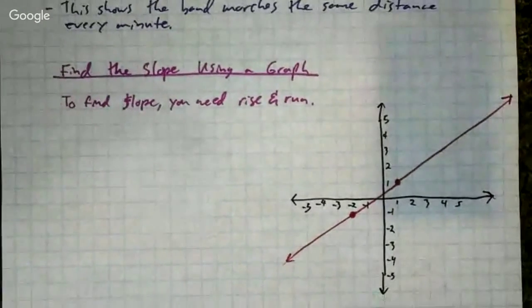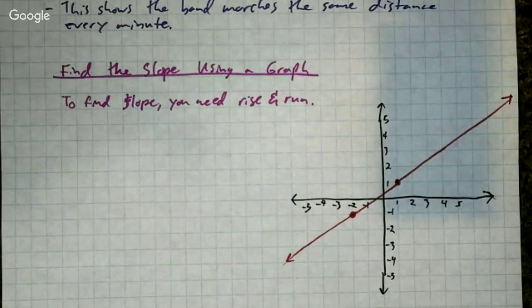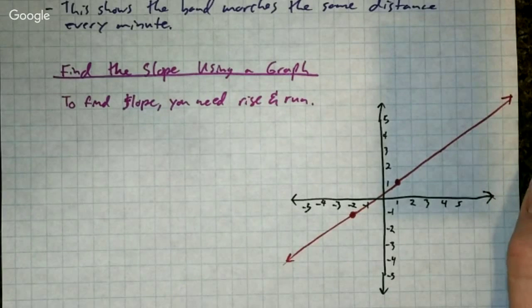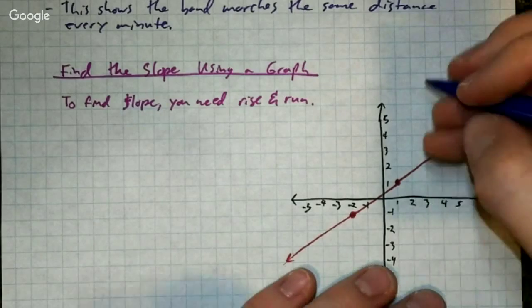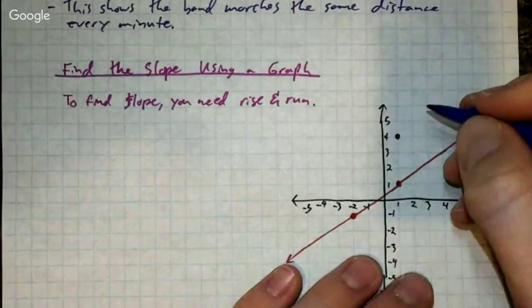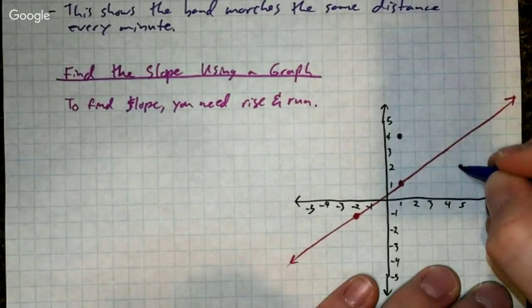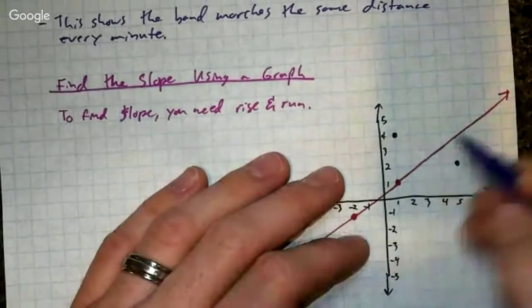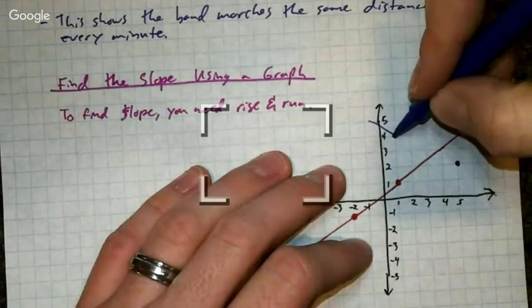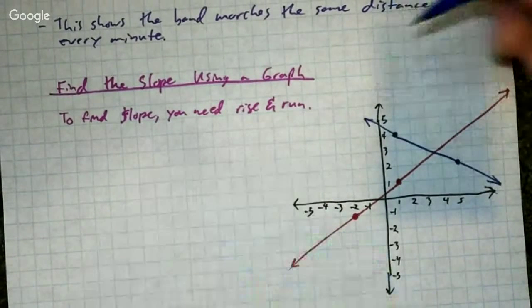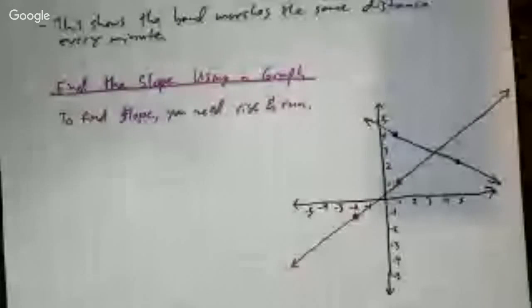My second line is going to hit at (1, 4) and (5, 2). Hit those two there, and I will connect these two as best I can. There we go. Okay, so let's go ahead and calculate the slope for the red line first.